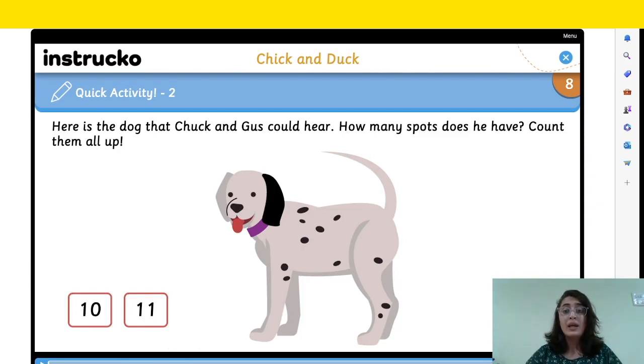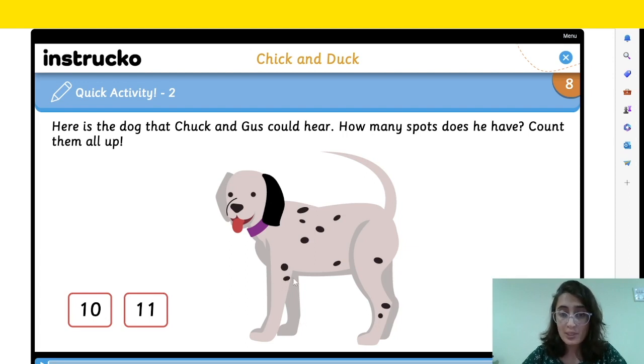Now, tell me, what is the color of the dog? Yes, the dog is white colored. And what color are the spots the dog has? Yes, the dog has black spots. Should we count the total number of spots on the dog? Okay, let's start. We'll start counting from here.